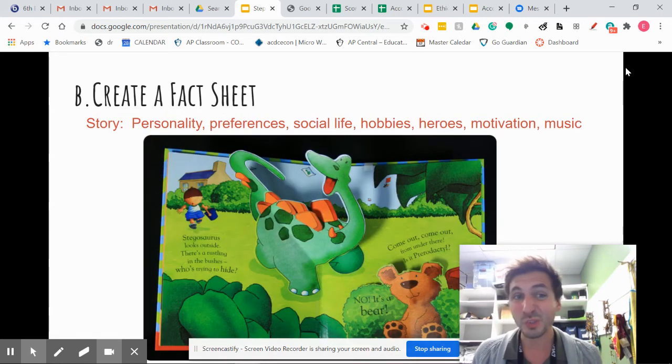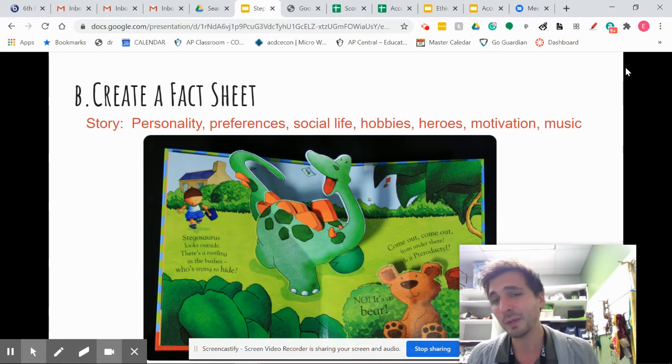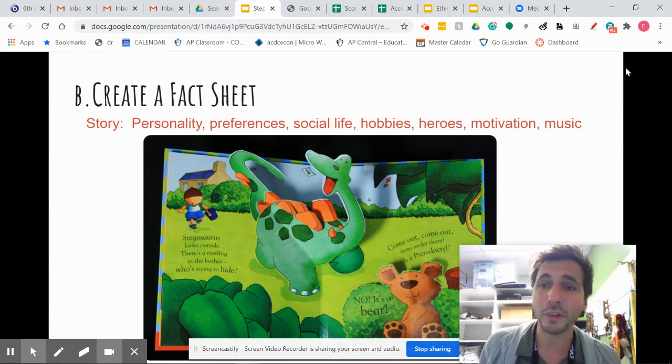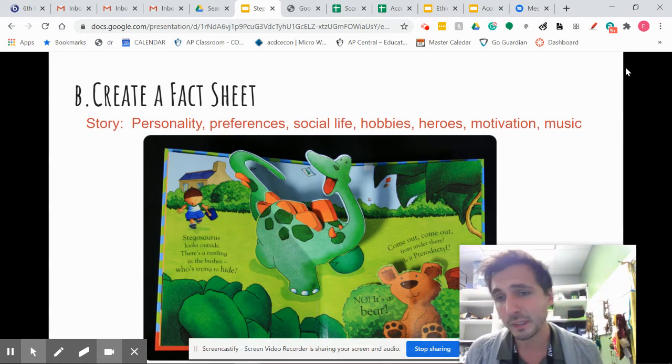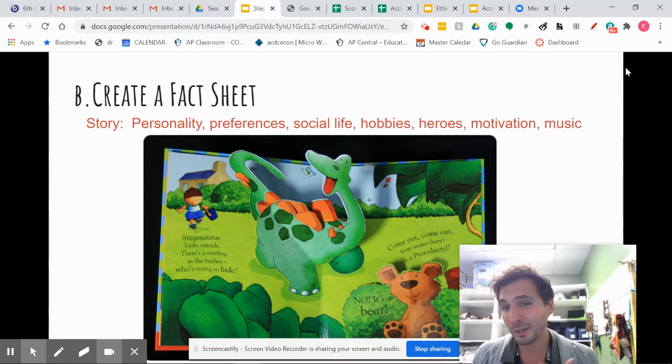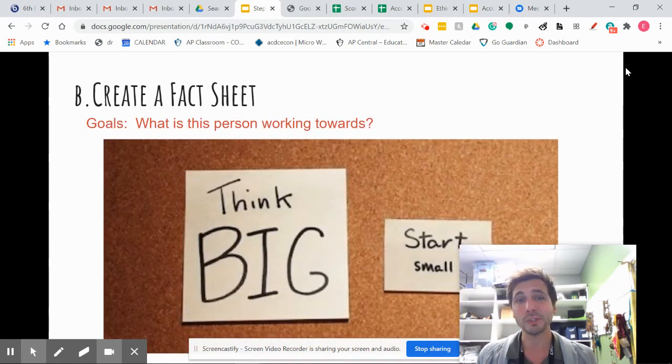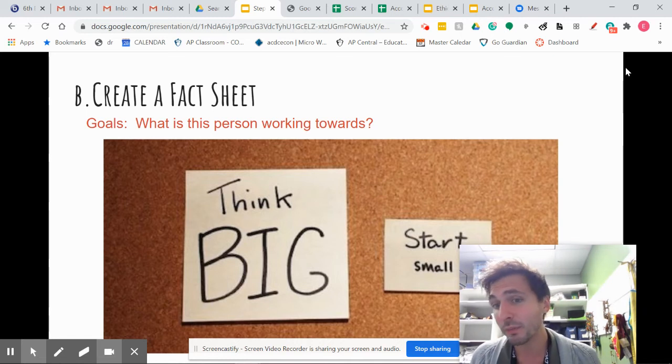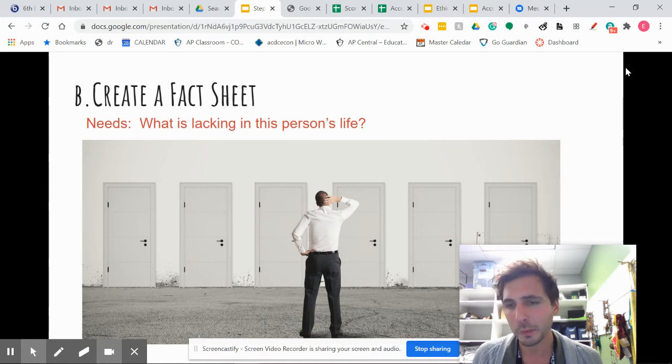You'll also create the story of that person. What's their personality? What are their preferences? What's their social life? What are their hobbies, their heroes, their motivation, the music they listen to? And by the end of it, it'll feel like you really know this person. And then you'll talk about the goals of that person's life. What are they working towards? What do they care about? What motivates them? How do they move forward?